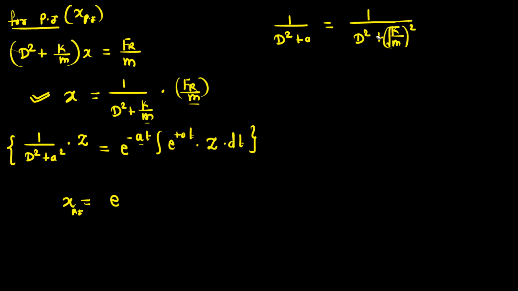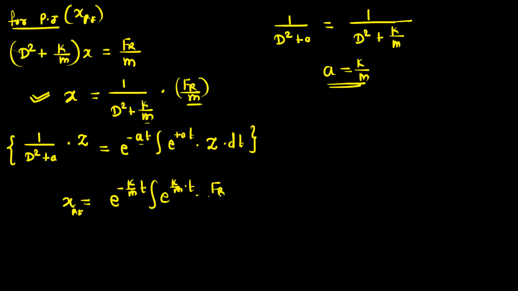Just a minute. This is not a square. This is just a. So 1 upon D square plus a. So here a is equal to k upon m. So for the particular integral, we will have e raised to minus at. So it will become e raised to minus k upon m t, integration e raised to k upon m into t into Z. So the Z value is F upon m, into dt. Okay.